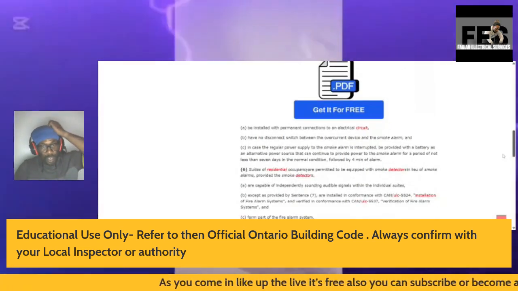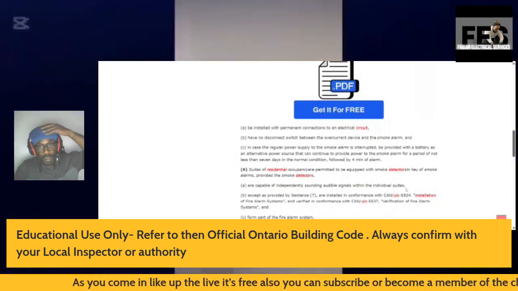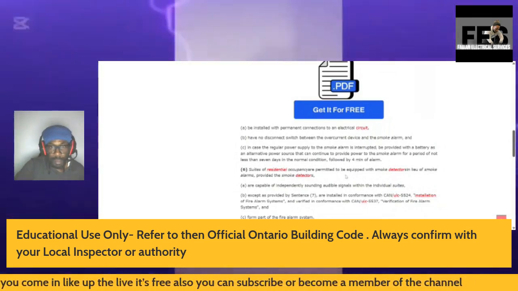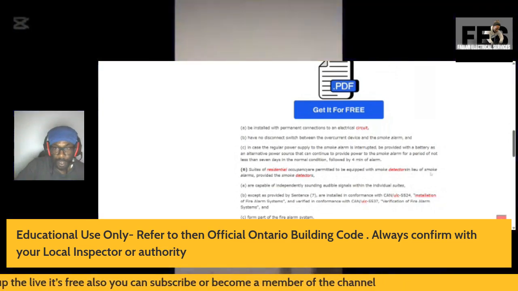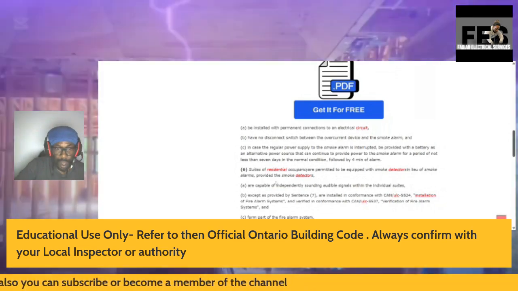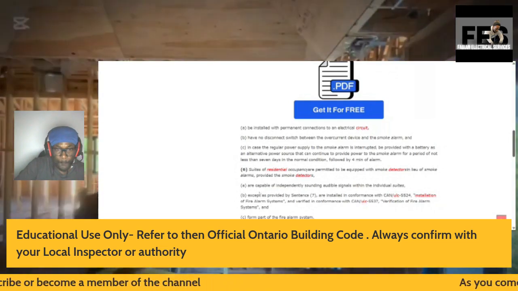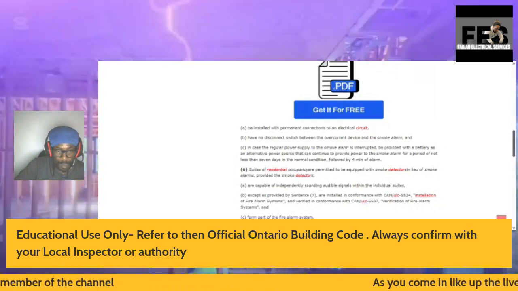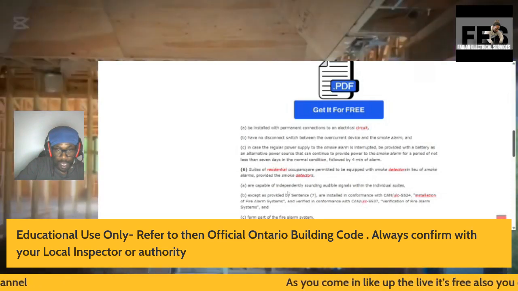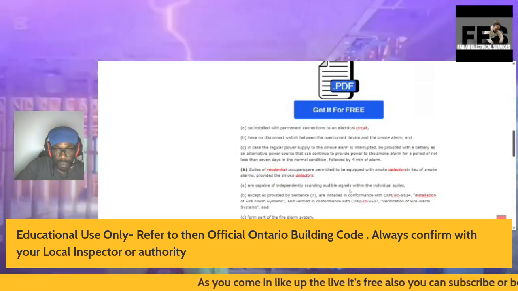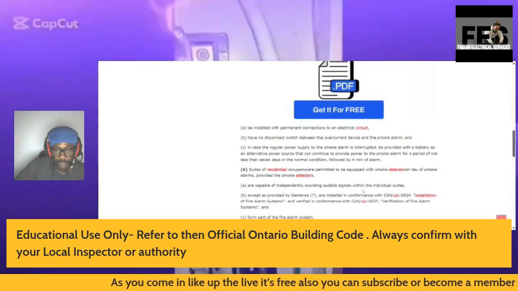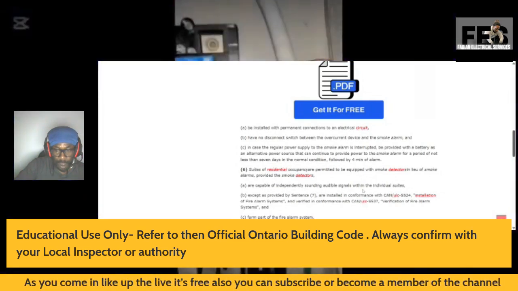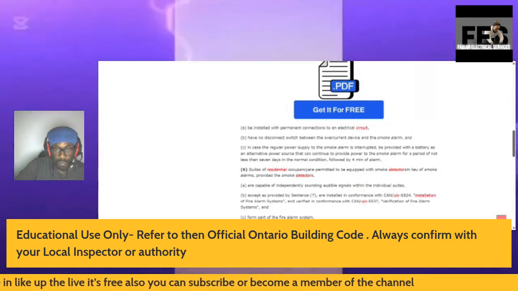Suites of residential occupancy are permitted to be equipped with smoke detectors in lieu of smoke alarms, provided the smoke detectors are capable of independently sounding audible signals within the individual suite.